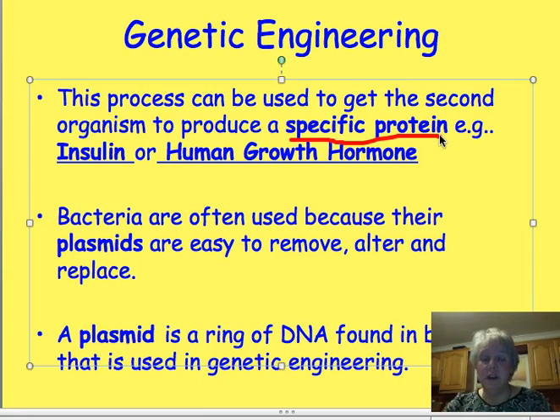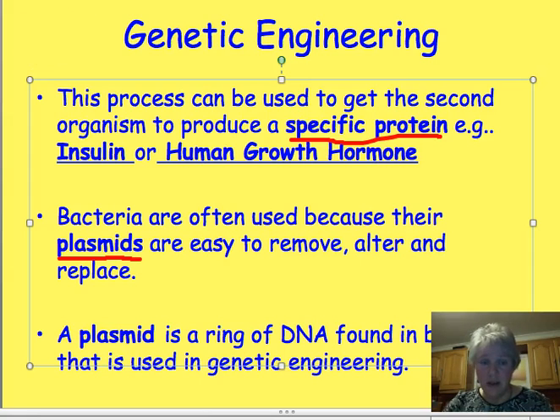And the reason that we can use bacteria is because bacteria have got plasmids in them. Plasmids are rings of DNA found in bacterial cells, and they're easy to remove, to alter, and to put back into bacteria. So we're going to have a wee look at what goes on here.